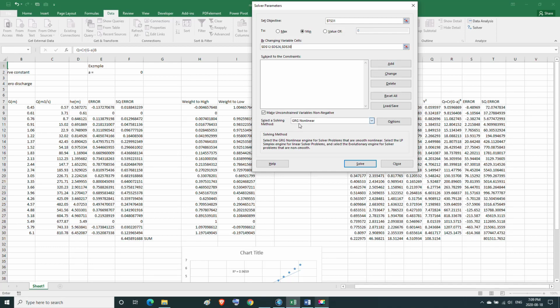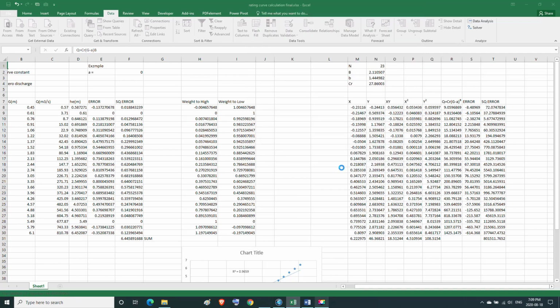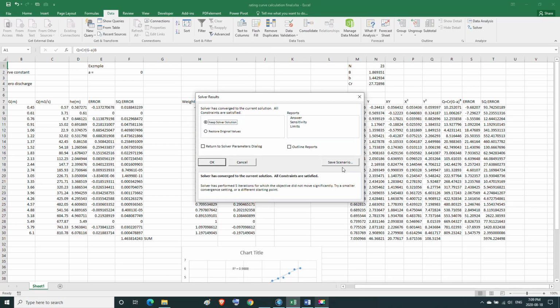Then in the select a solving method, we choose GRG nonlinear. Then we press solve. Then OK.